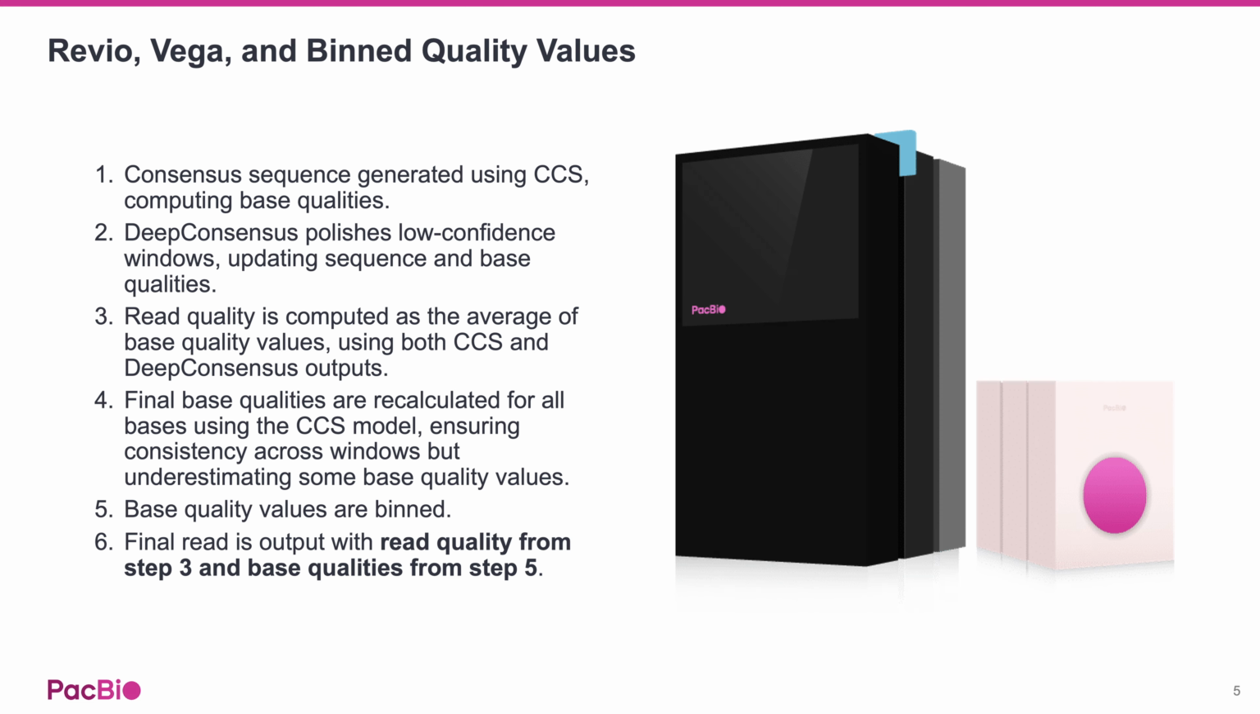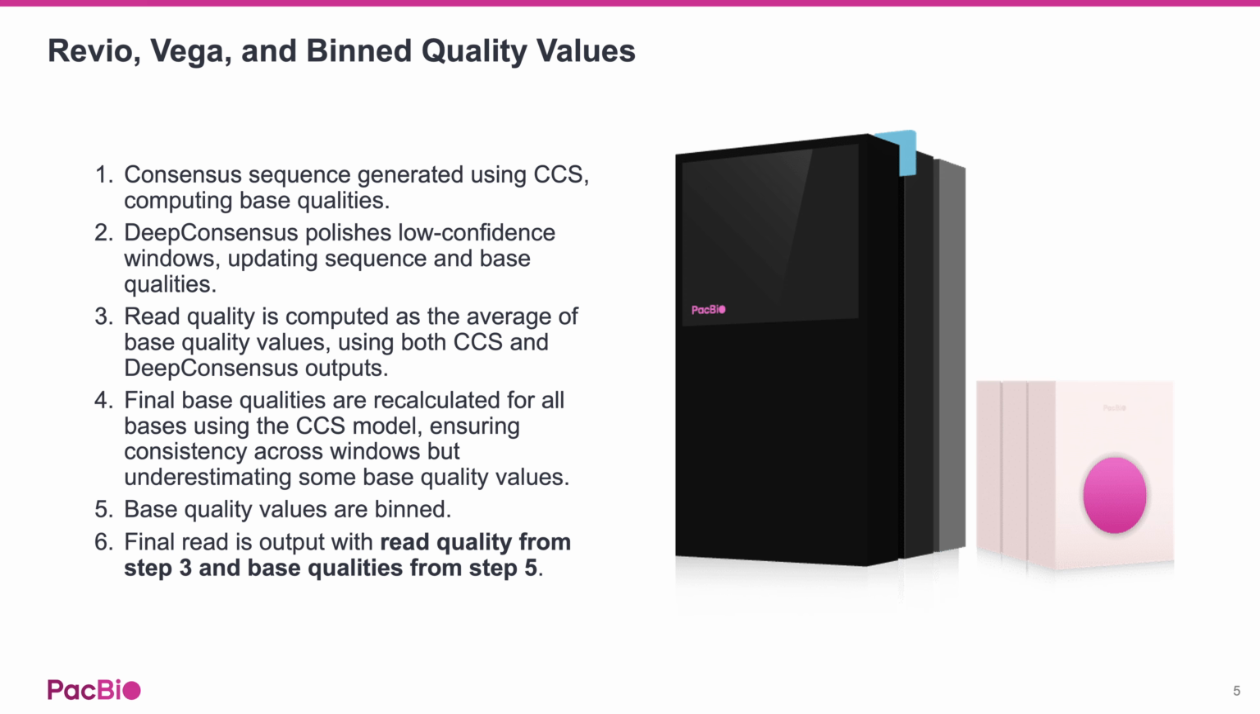Starting with the Revio platform and continuing on the Vega, DeepConsensus was added to the consensus generation to further improve the accuracy of the output and the consensus calculation, and the base and read quality calculations followed the scheme outlined on the left. DeepConsensus operates on portions of the sequence with the lowest confidence after coming out of CCS. Importantly, the overall read quality is computed based on the expected error rate across all base quality values at this point in step 3. The calculation is not yet finished, however.